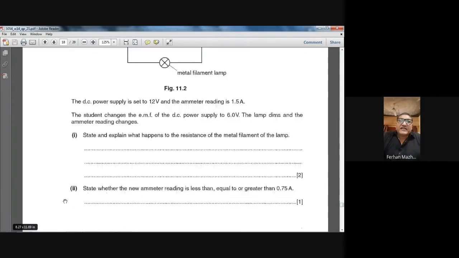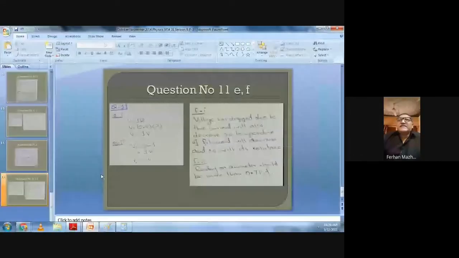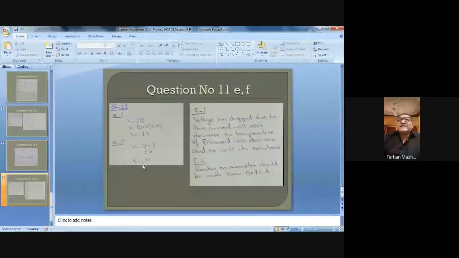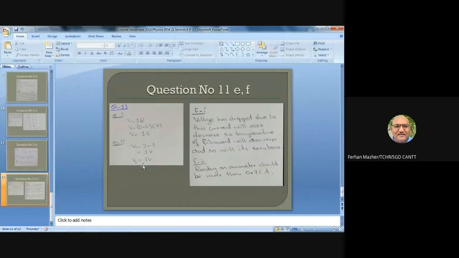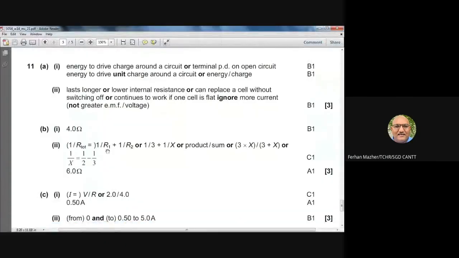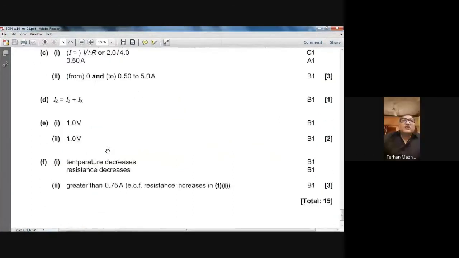It's a 2-mark question. I've written this answer. Voltage has dropped due to this. The current will also decrease. So the temperature of the filament will decrease, and so will its resistance. The resistance will decrease because the temperature of the filament has decreased. Let me check the marking scheme because this thing is a little confusing. So here we go. Temperature decreases, resistance decreases.